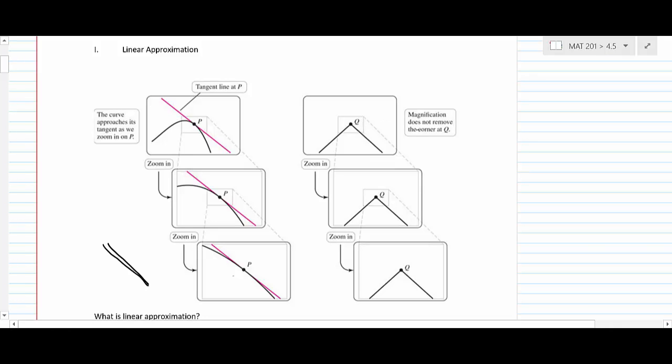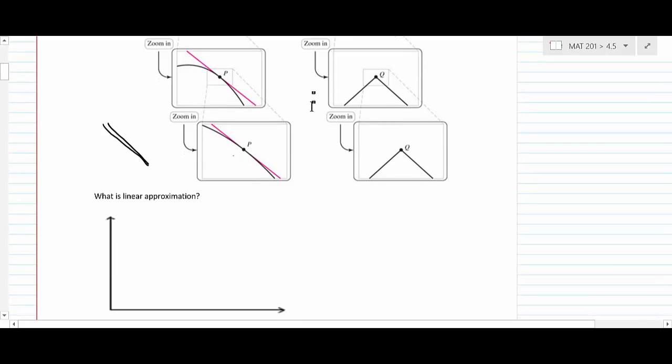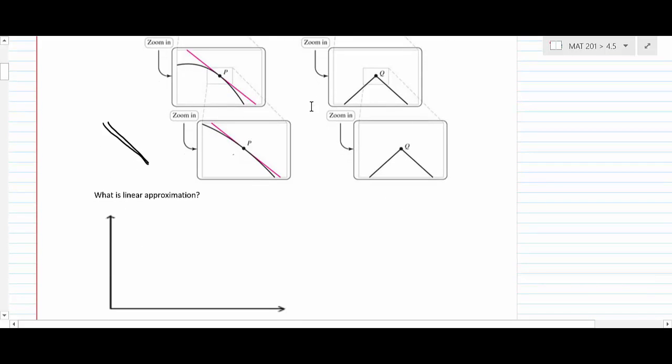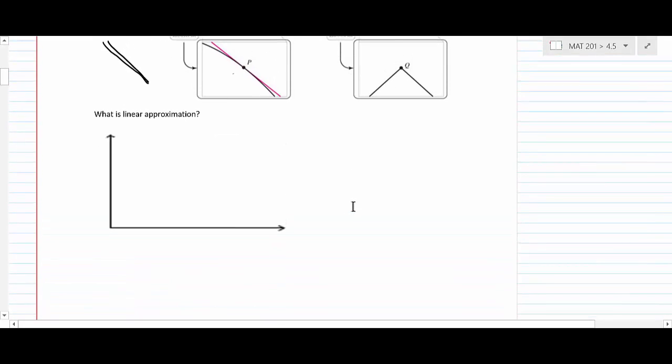The same thing would happen if you had a corner, what we call a cusp. If you kept magnifying that, the cusp would never change. It's still a cusp. So the idea with a linear approximation is you're going to have a diagram like this. You want to draw this diagram. So we have x and f of x. This is what you want to draw down here.